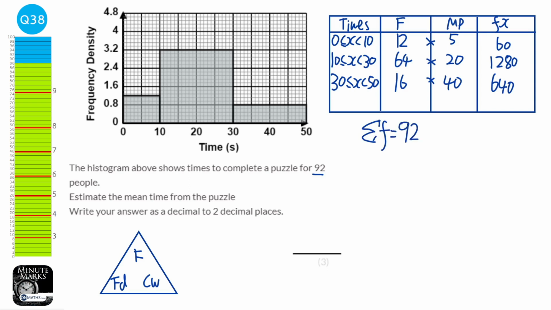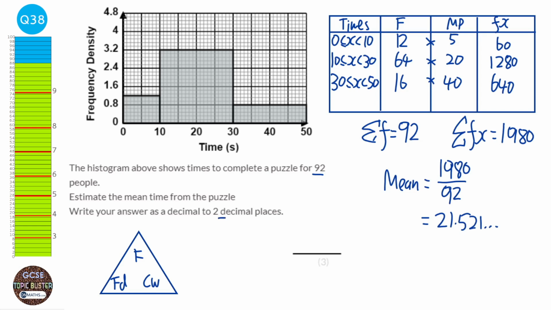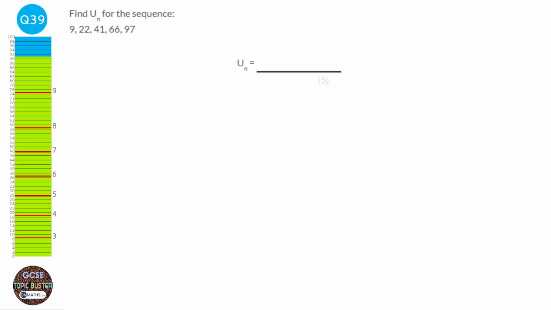So we know that it's a one-to-one relationship. Okay, so let's do the sum of the fx by adding up these numbers here, and you get 1,980. So to find the mean, we do the sum of fx over the sum of the frequencies, and that will give us 21.521..., and to 2 decimal places, which is what the question asks for, it's 21.52.